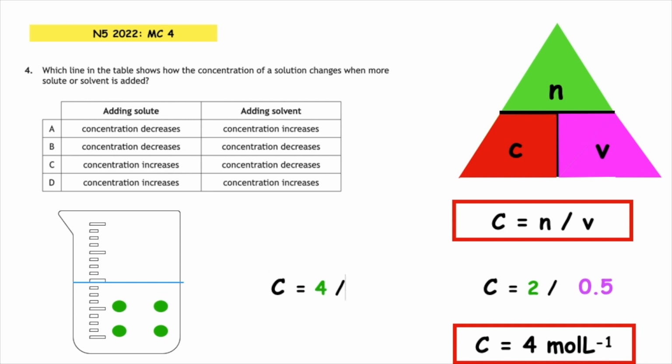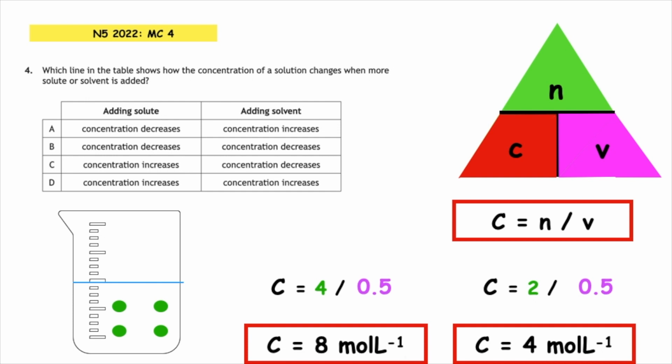Now, if I was to add more solute, that's adding more particles, so adding more n. So let's say we change that to 4. If I was to put that into my calculation, I would have 4 divided by 0.5, which would give me 8 moles per litre, which means that the concentration would increase. So that means the only potential answers at the moment could be C or D.